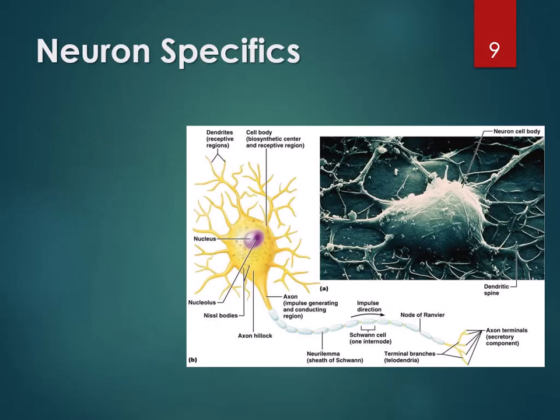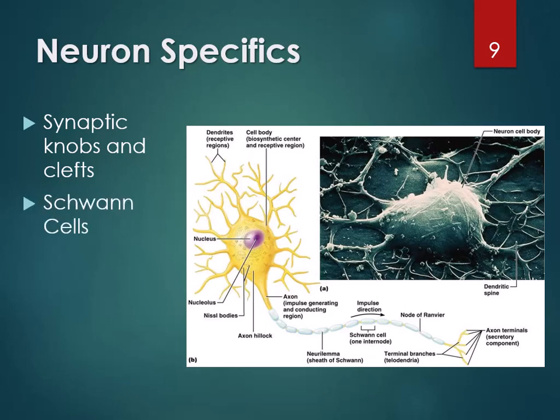Here's another picture of a neuron, and at the end of the axon terminals, there are synaptic knobs where the neurotransmitter is released. Neurons that are in the peripheral nervous system, those axons are surrounded by what are called Schwann cells that lay down myelin around it. Those little white sausage-looking things there are Schwann cells that have wrapped layers of myelin, which is kind of like insulation, around the axon fiber.